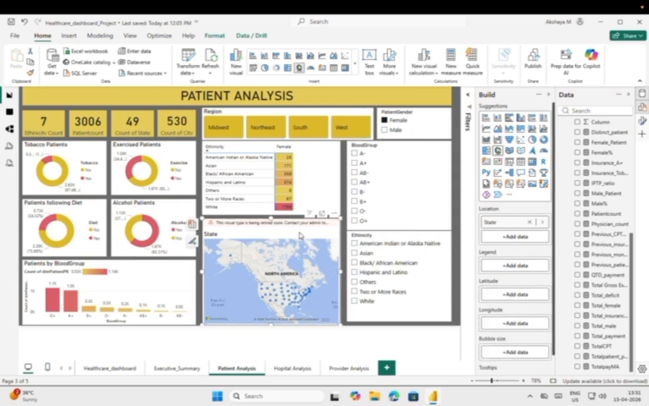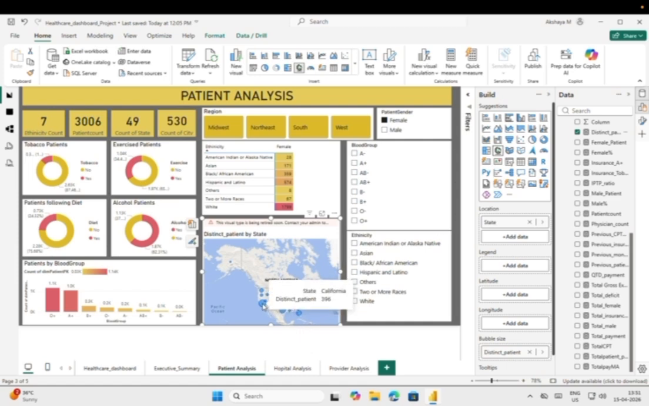I think my patient analysis has a bubble size missing. Let me put the bubble size. So as we can see, this is the biggest bubble, which is the state of California, and the distinct patient count is 396. So we can see that 396 patients were from California. So this is the patient analysis. Then let's go into hospital analysis.